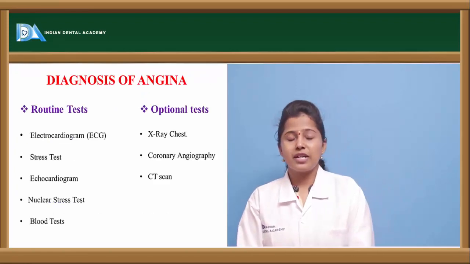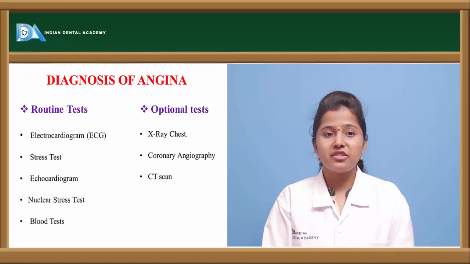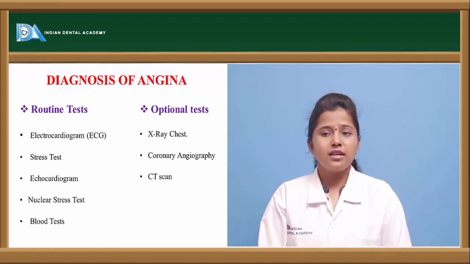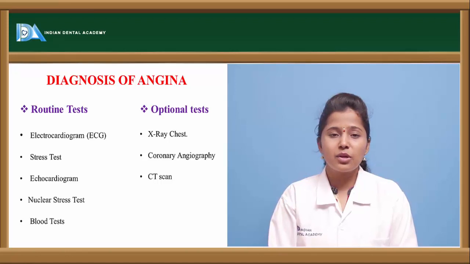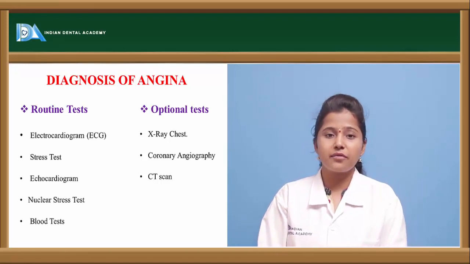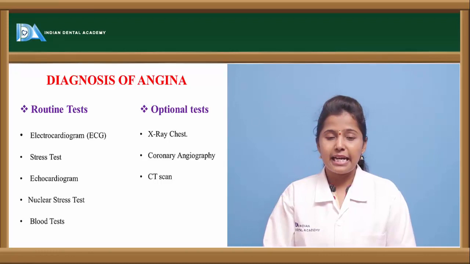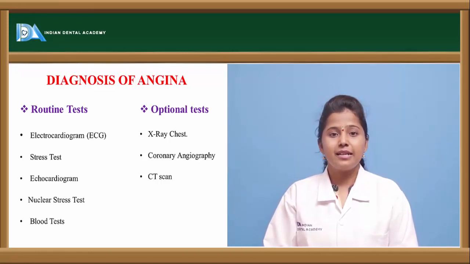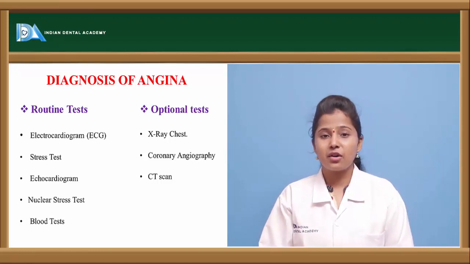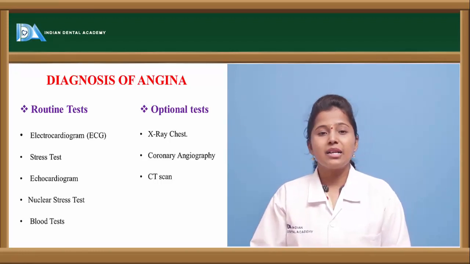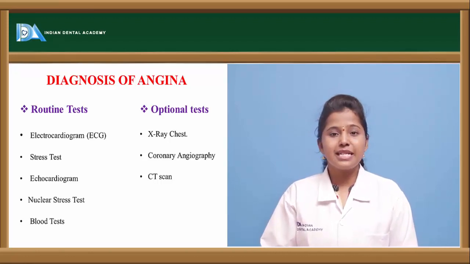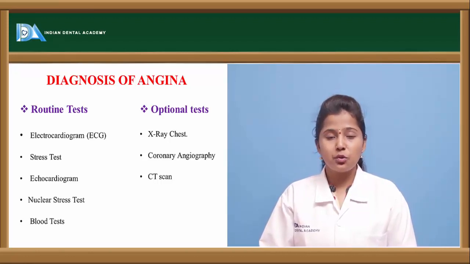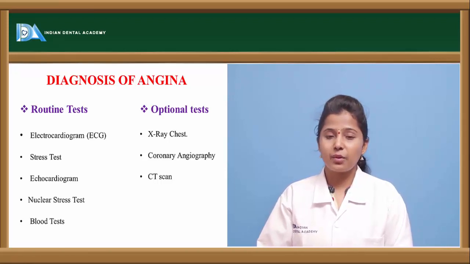And diagnosis of angina: how can we diagnose whether the patient is suffering from angina or not? There are routine tests as well as optional tests. The routine tests usually carried out in a patient suffering from angina are ECG, that is electrocardiogram, where the differences in the PQRST wave determine whether the patient is suffering from angina or not. The other ones are stress test, echocardiogram, nuclear stress test and blood test. These are the routine tests done in a patient suffering from angina.